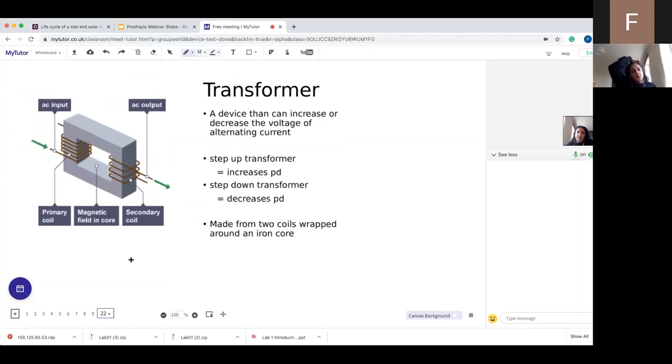So transformers are these devices that can increase or decrease the voltage of an alternating current. They take some input, they use this iron core to transfer the magnetic fields, and then they get an output. We have two types of transformers, step up and step down. Step up means it increases the potential difference, and step down means it decreases the potential difference. It's made from two coils either side of an iron core.